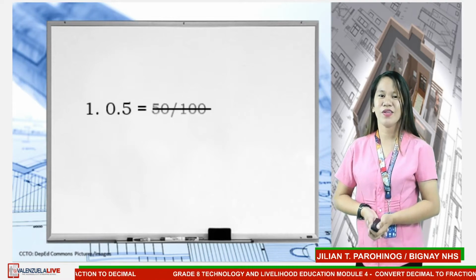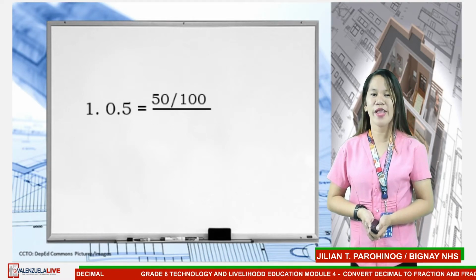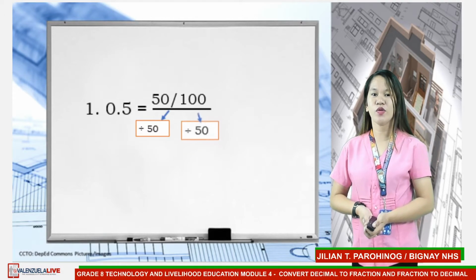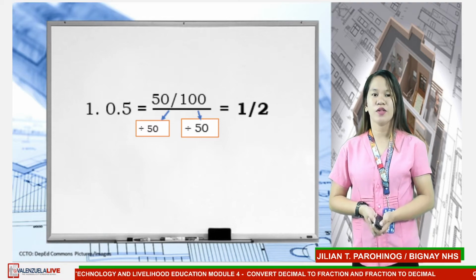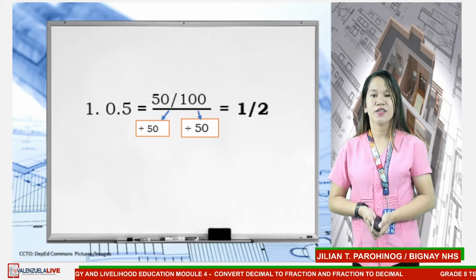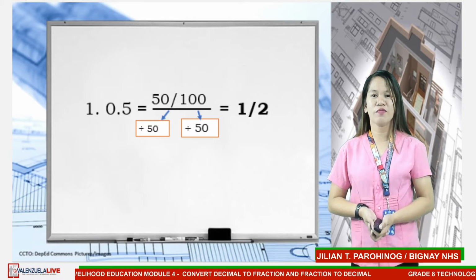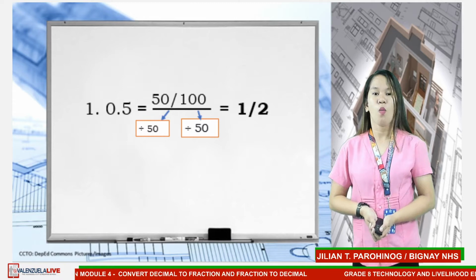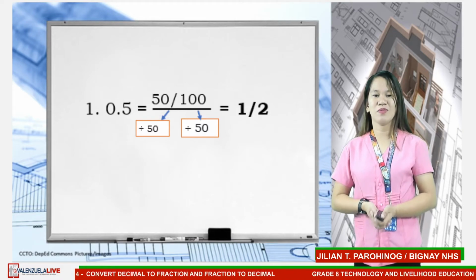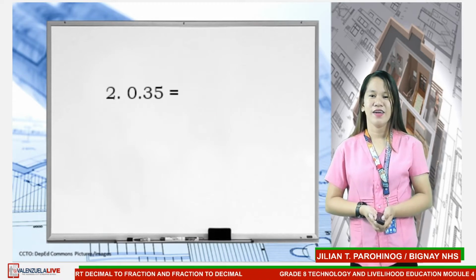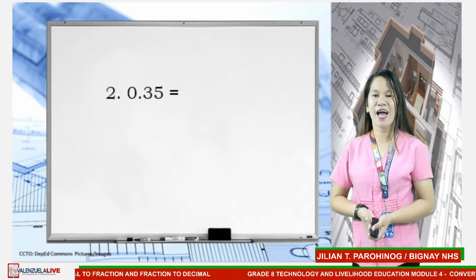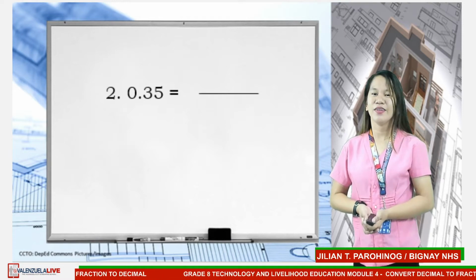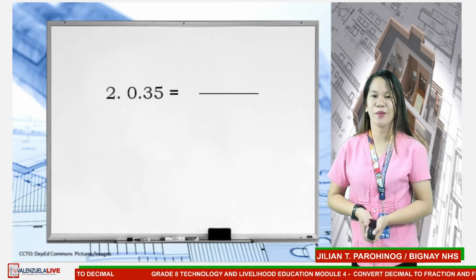Time's up. The correct answer is 1/2. Here, we are going to multiply both numerator and denominator by 100. Since both of them are divisible by 50, the answer will become 1/2. Good job, class! For number 2, we have 0.35 is equal to what? Your timer starts now.